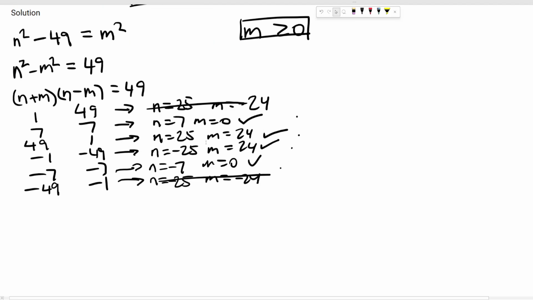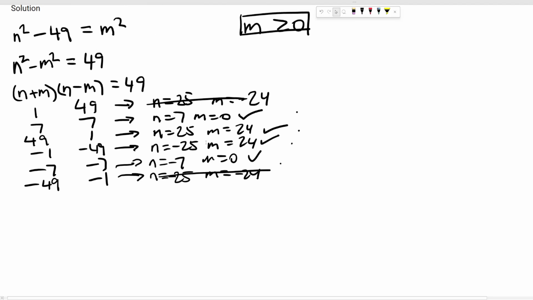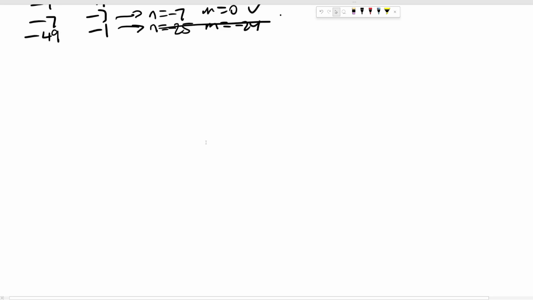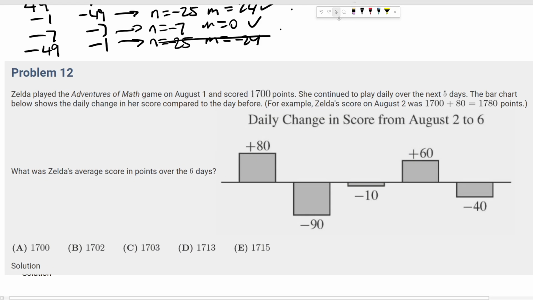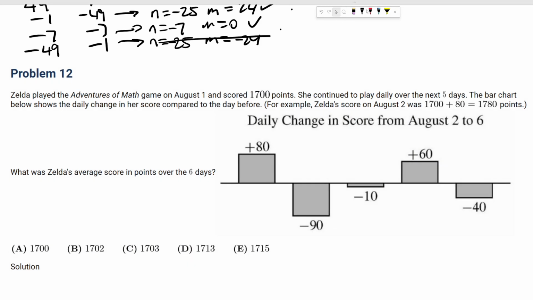On to problem 12. I know a lot of people that messed up problem 12 because they didn't read the problem quite carefully. I probably would have too, but I didn't. Thankfully. It's a Legend of Zelda reference.